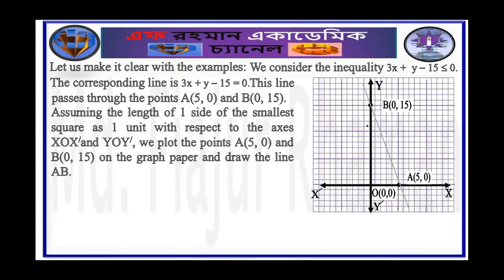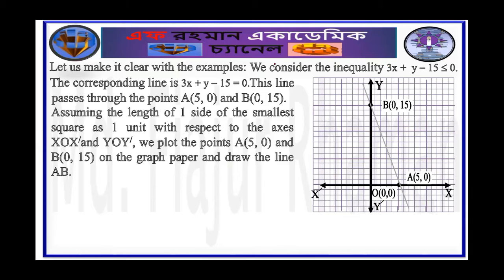However, AB straight line is the graph of the equation 3x plus y minus 15 equal to 0. But what will be the graph of 3x plus y minus 15 less than 0? The graph of 3x plus y minus 15 less than 0 will be any of the two half planes, excluding the line. We should trace it by applying a test point.